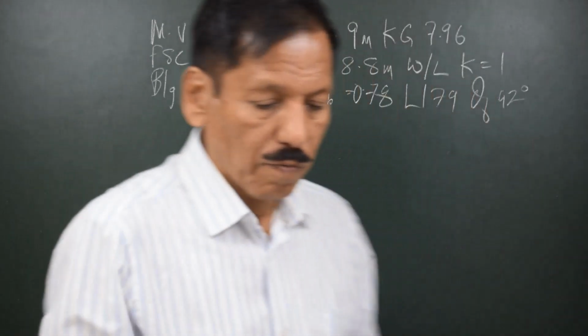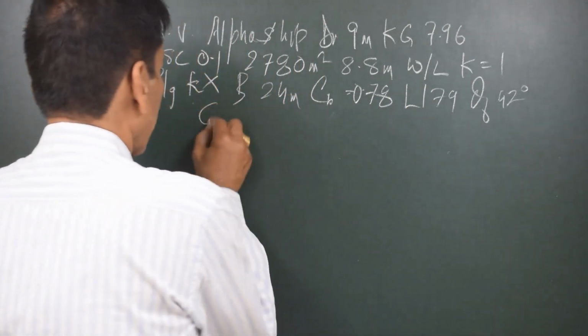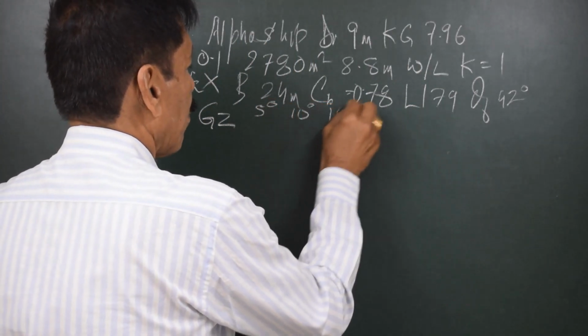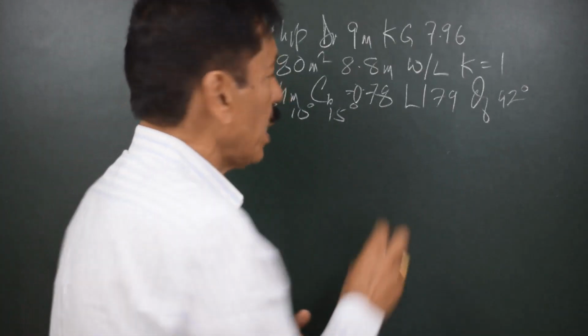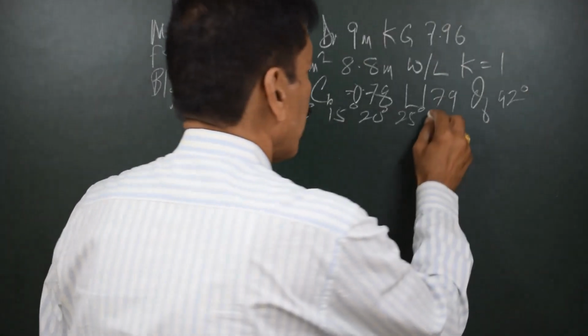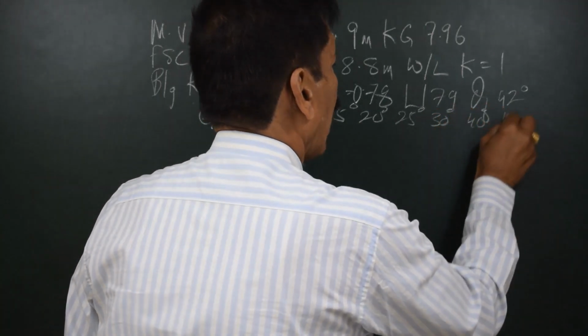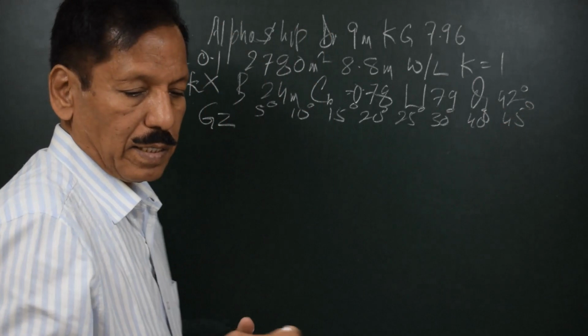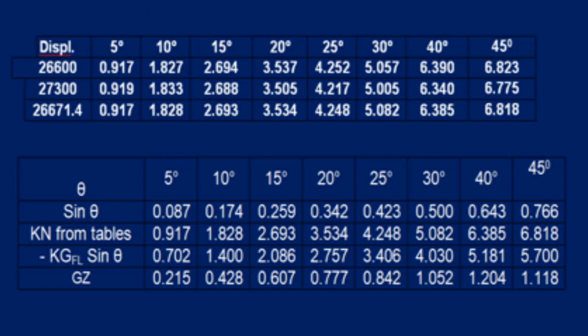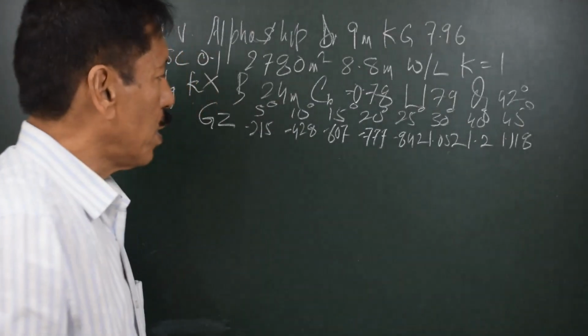So GZ values I would write for 5 degrees, 10 degrees, 15 degrees, 20 degrees, 25 degrees, 30 degrees, 40 degrees and 45 degrees. I will directly write the GZ values: 0.215, 0.428, 0.607, 0.777, 0.842, 1.052, 1.204 and 1.118. So these are the values of GZ.